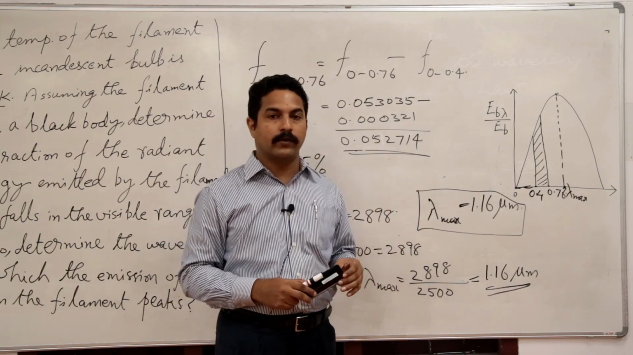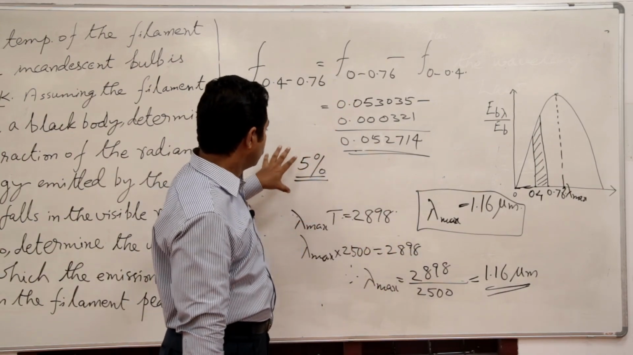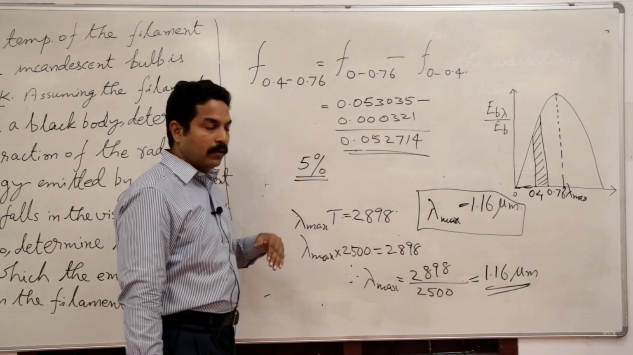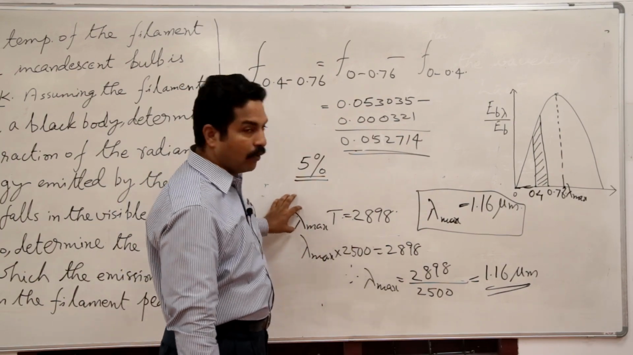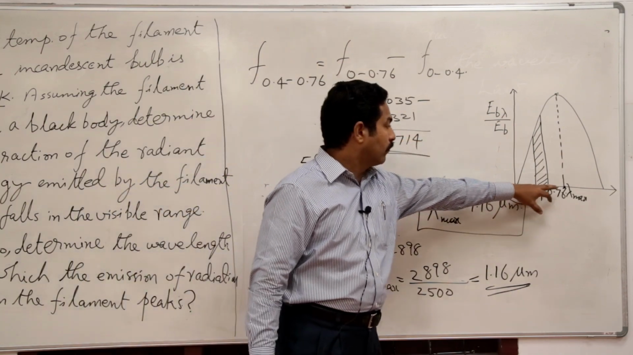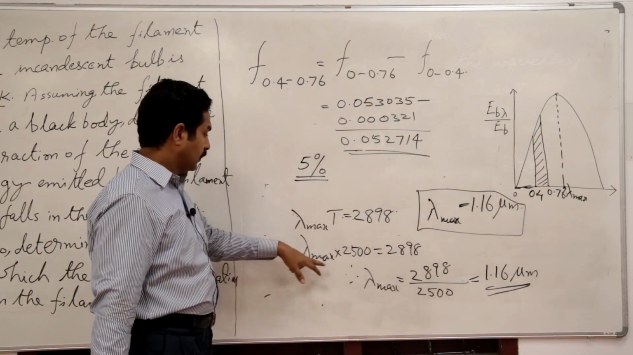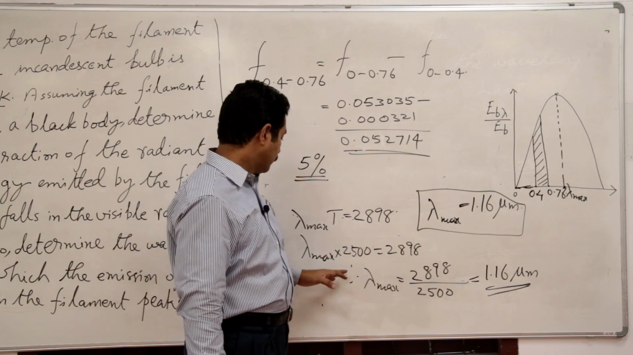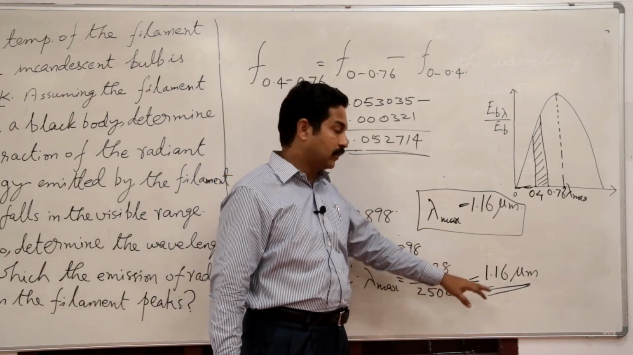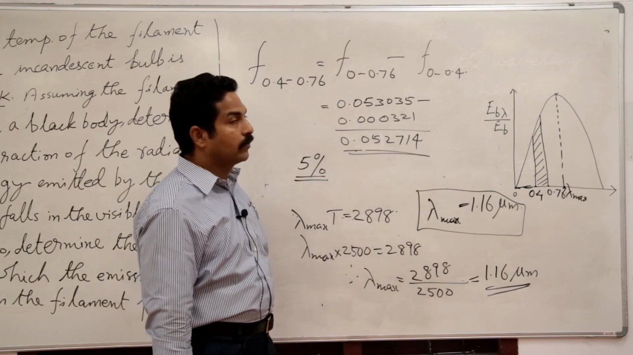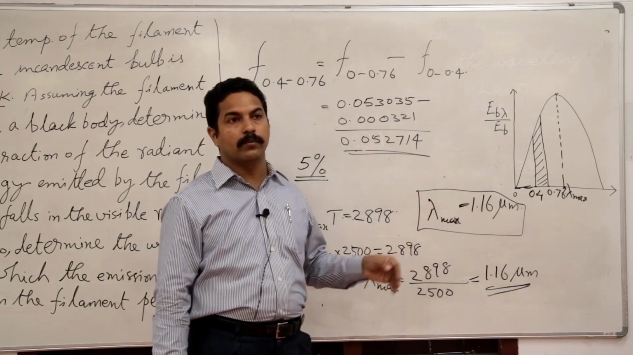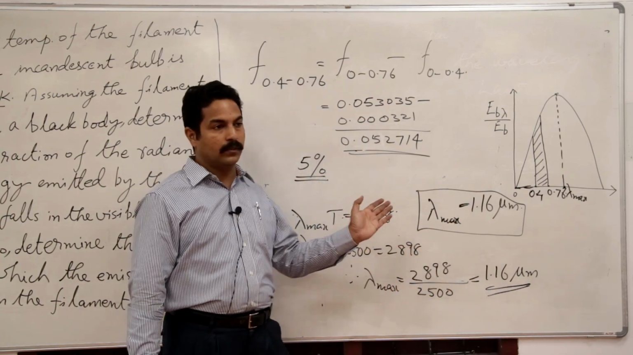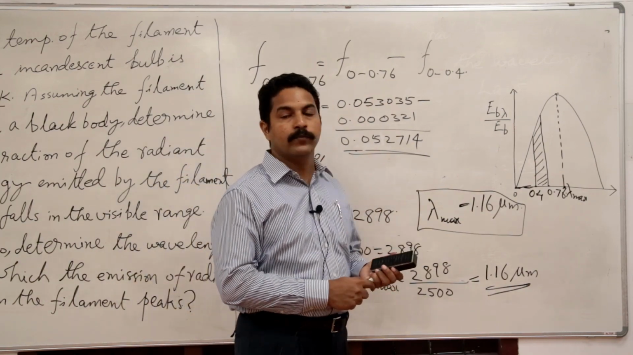So two things we have to find out: how much of the fraction is coming in the visible. It's only 5%. Then another thing is the value of lambda at which emission is maximum. That is nothing but Wien's displacement law. When we use that law, lambda max is 2898 by 2500, which is roughly 1.16. 1.16 is in the IR region, because visible is 0.4 to 0.7, and thermal radiation we are saying is from 0.1 to 100 micron. So this 1.16 is falling in the IR region.